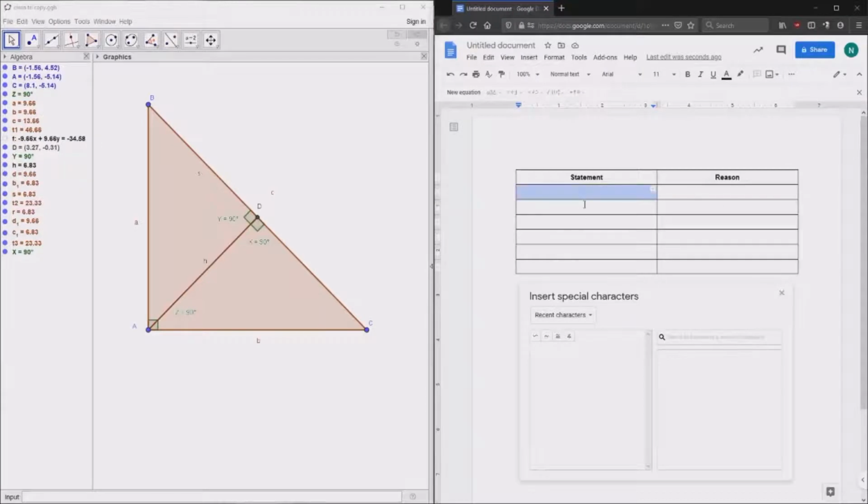Now we have to begin our statement-reason proof to begin proving the Pythagorean theorem. So by construction, we know our angles, which I have labeled as Z, Y, and X on the left here, are all 90 degrees, so let's just include that into our statement-reason proof as a given. Given by construction.